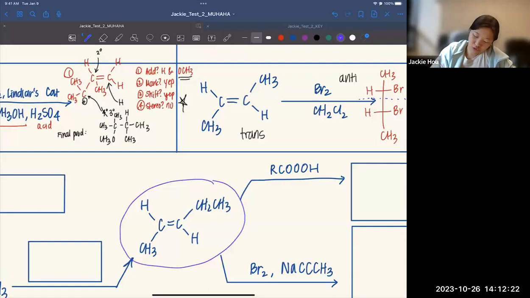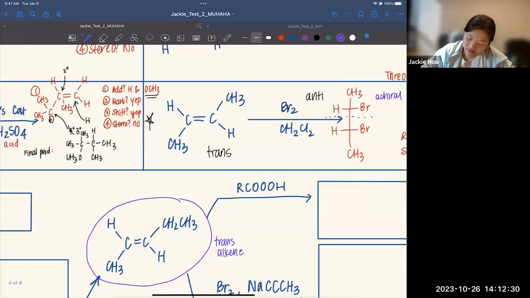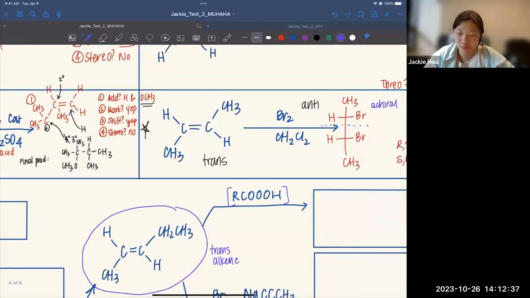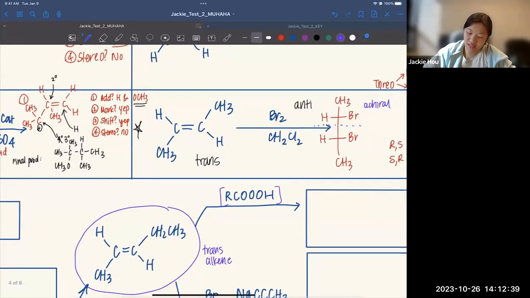I can tell that this is going to be a trans alkene sort of situation. And you might be like, oh my gosh, what is this? This is crazy. Why does it have 3 oxygens? This is actually our peroxy acid.